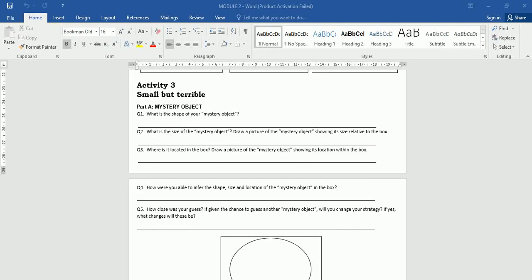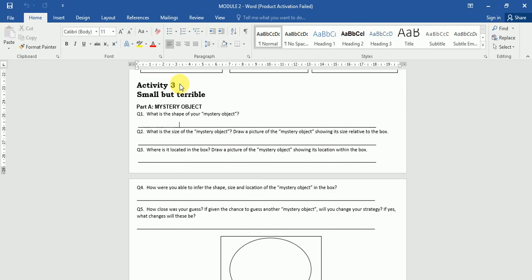Okay, so this is episode number 3 of our discussion. This is activity number 3. If you saw the second video, I already performed the activity entitled Small But Terrible, Part A, the mystery object.